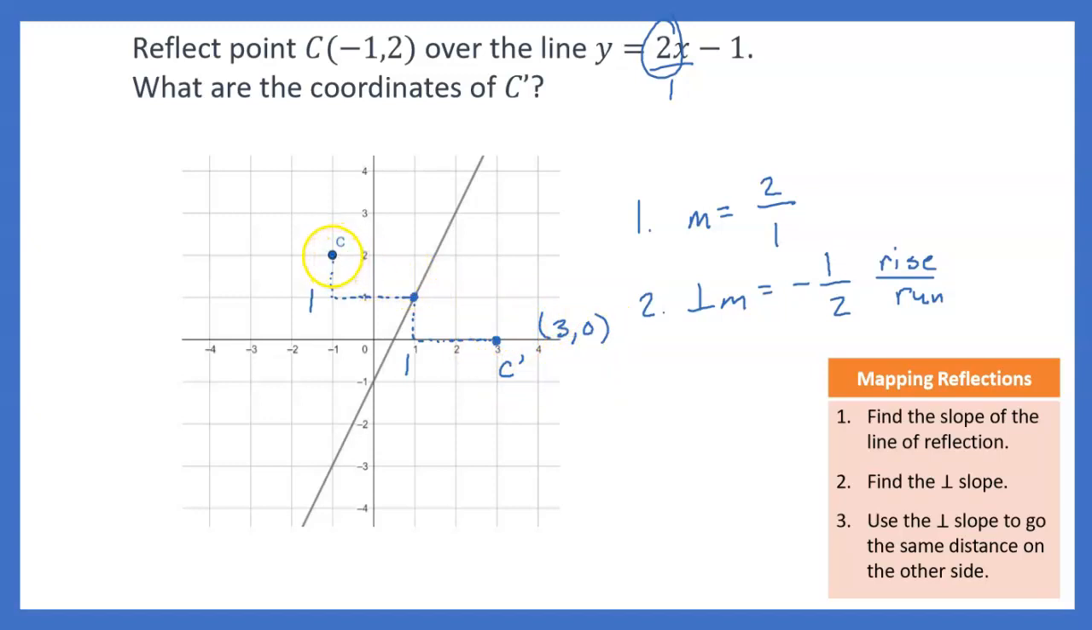Once again, if we draw this line between the point and its image, that is a 90-degree angle. It's a perpendicular line.